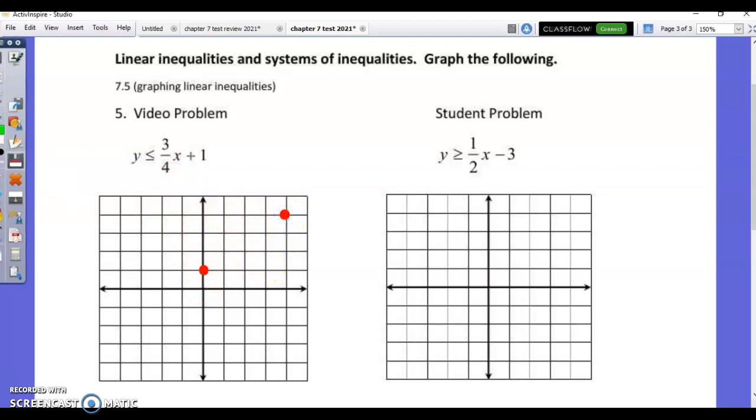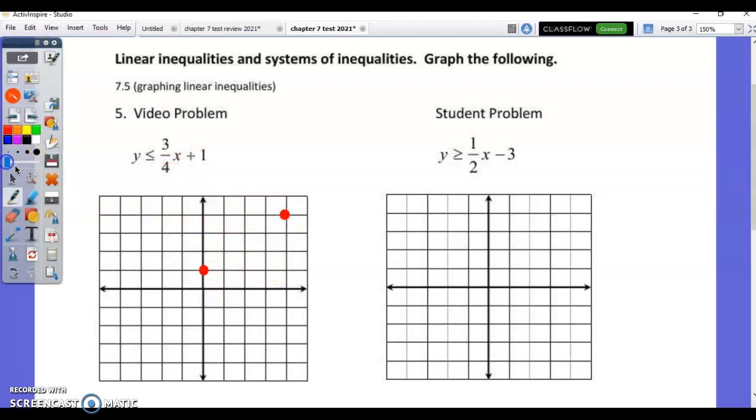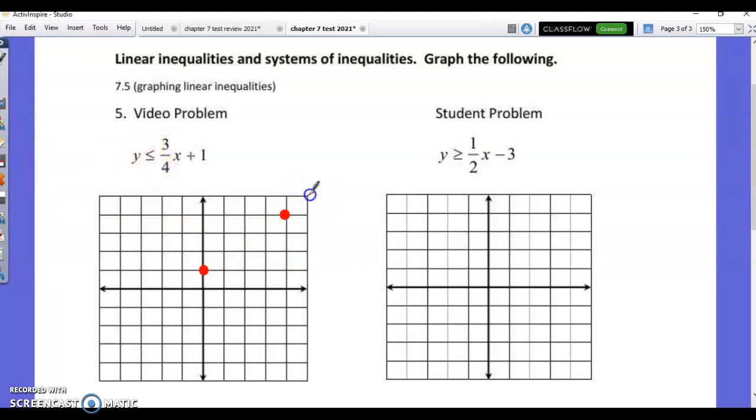Put another dot. Now I can draw my line through that. This is going to be a solid line. So I draw that solid line through. I have to figure out where it's going to be shaded. This is y is less than, so it's below. So everything below is shaded.